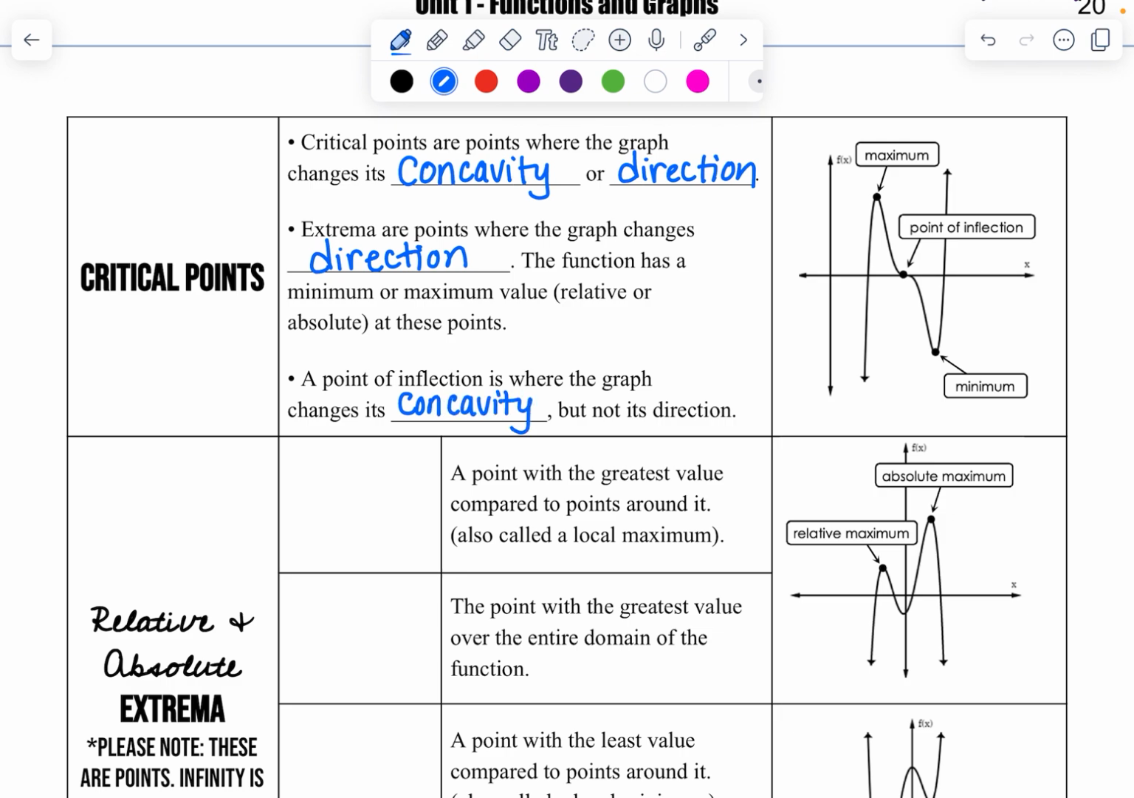And reminder that concavity just means the direction it's facing. So this is like a downward facing parabola, and then we have an upward facing parabola. Right here, this point of inflection is changing from an upward facing parabola to a downward facing one. So that change in concavity, whether it's face up or face down, occurs right here at this point of inflection. Whereas this is a maximum, it's changing direction, it's going up, and then suddenly it's going down. Or this minimum, it's going down, and then suddenly it's going back up.